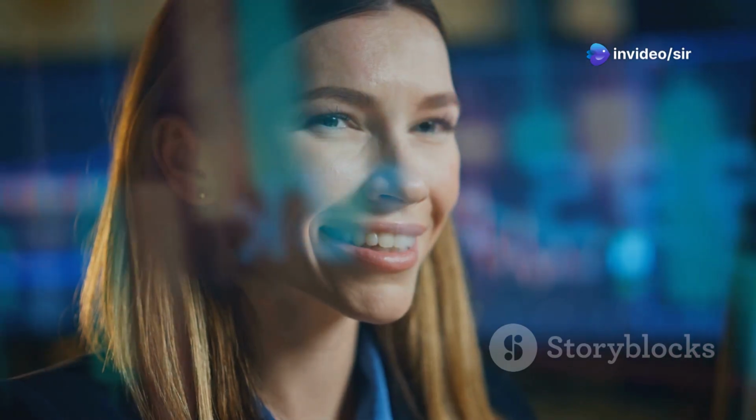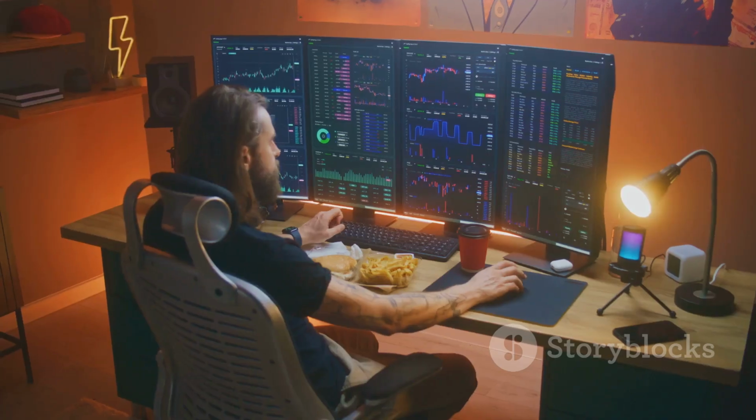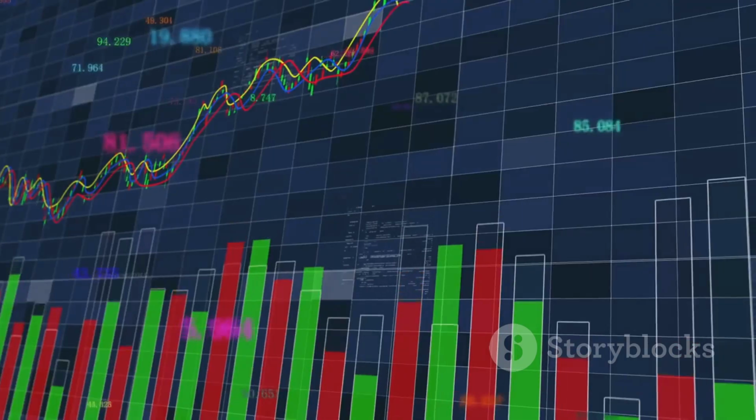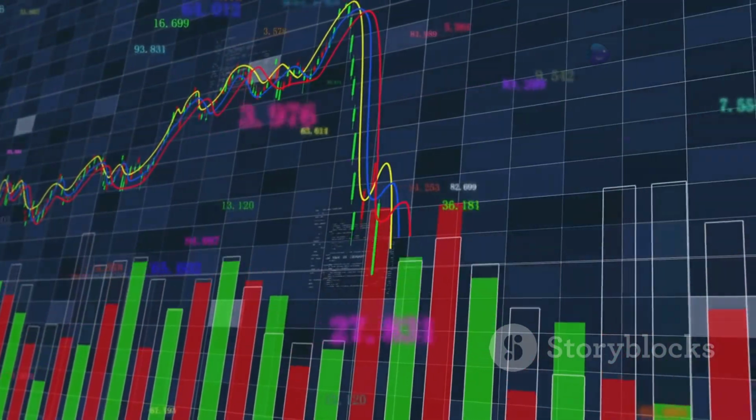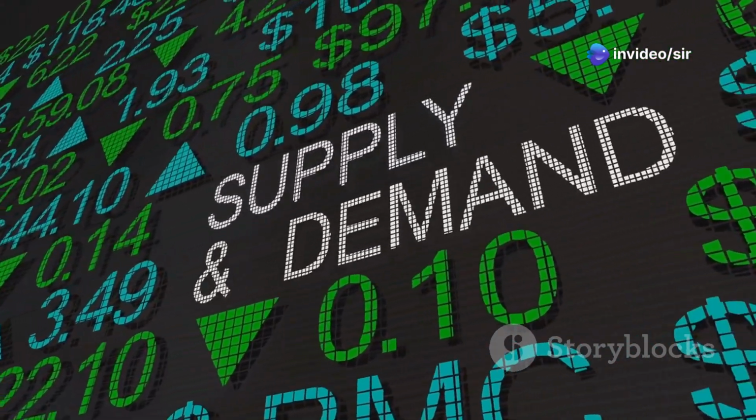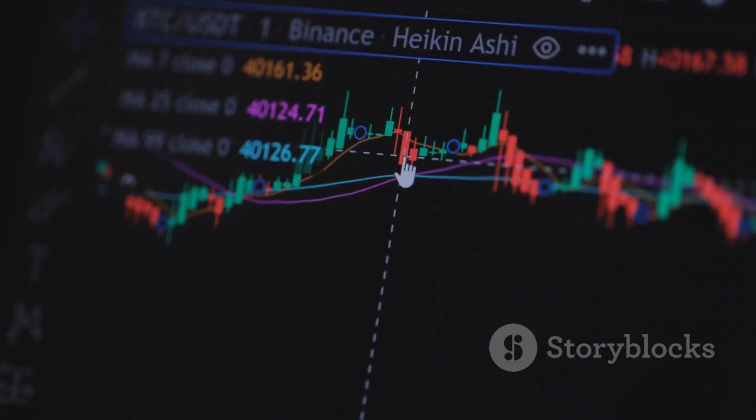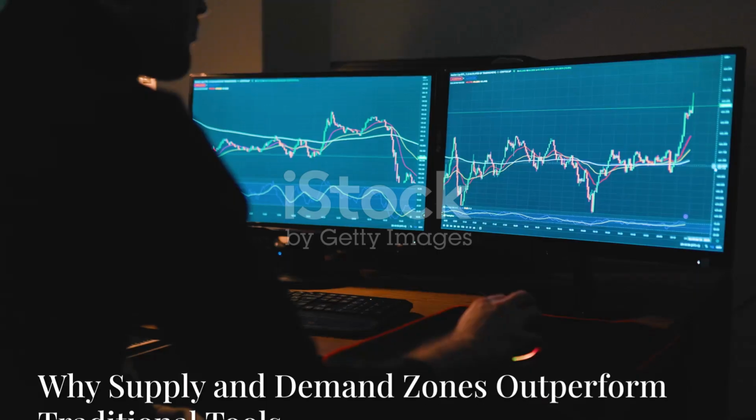Understanding supply and demand is key. It allows you to see the market from a different perspective. You're not just following lines on a chart. You're understanding the forces driving price movements. By mastering these concepts, you can transform your trading. You can move from reacting to anticipating. This is the power of supply and demand zones.